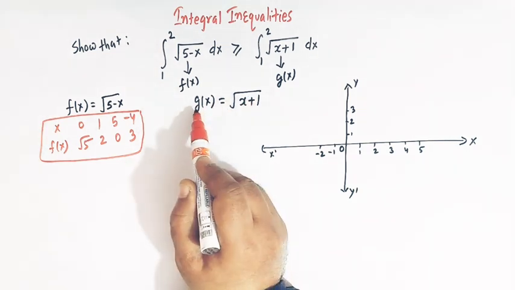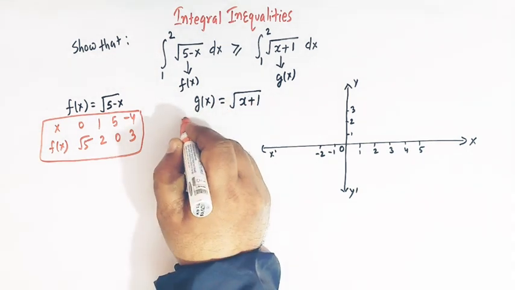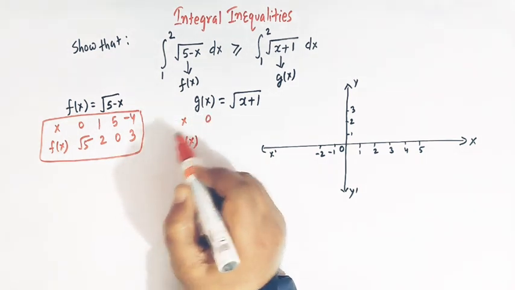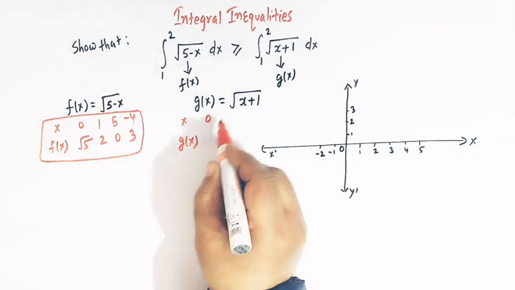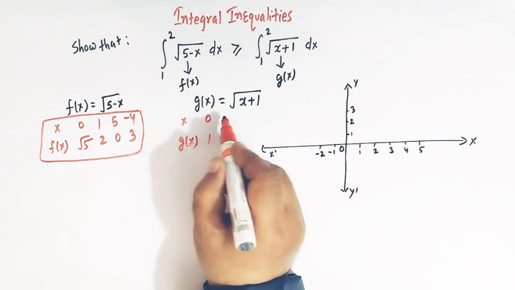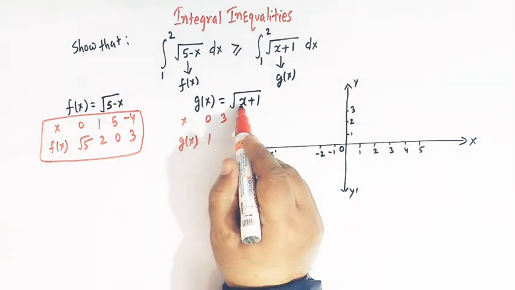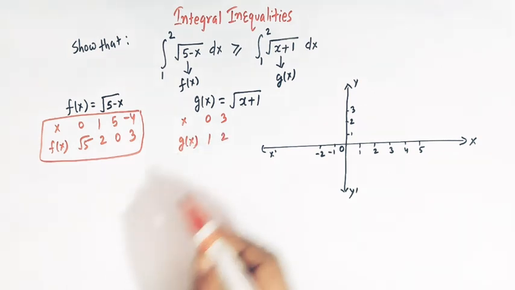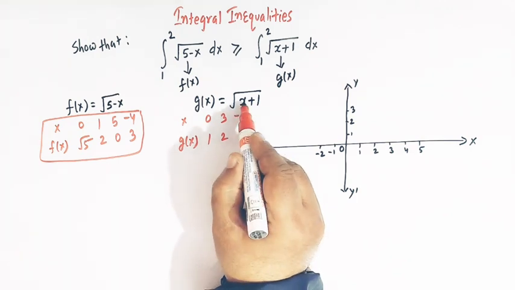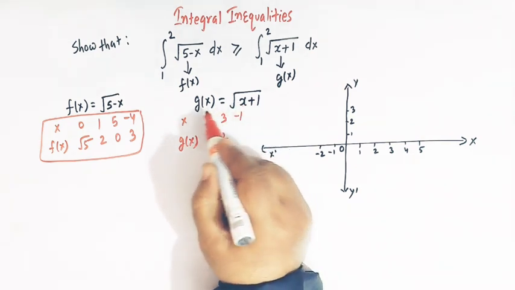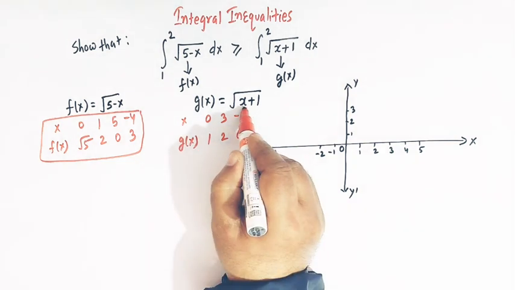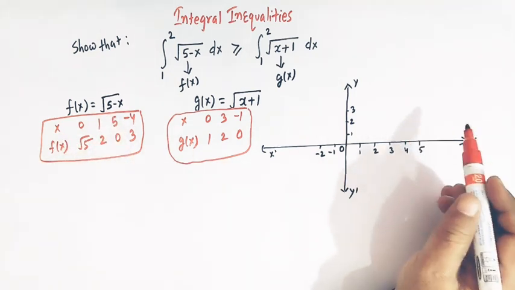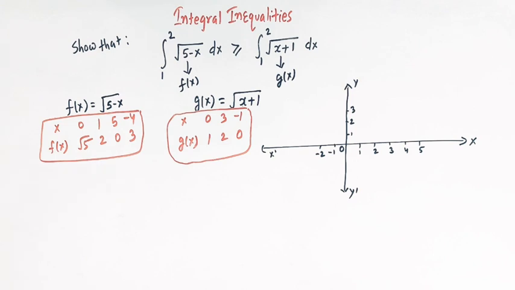Now let us make a table for g of x. Let us take x equal to 0: 0 plus 1 is 1, square root of 1 is 1. Now take x equal to 3: 3 plus 1 is 4, square root of 4 is 2. Take one more value, x equal to minus 1: minus 1 plus 1 is 0, so g of x is equal to 0. So we have these values, and let us plot these points on this rectangular coordinate system.